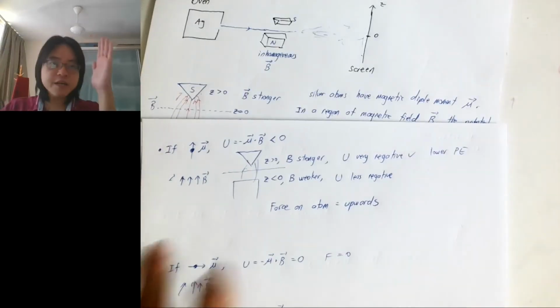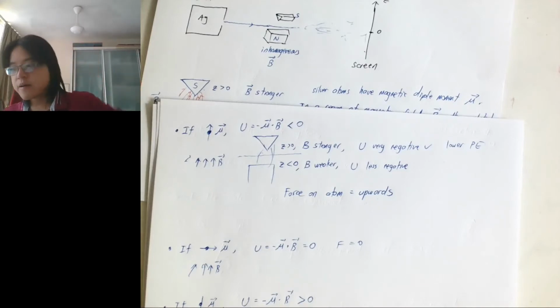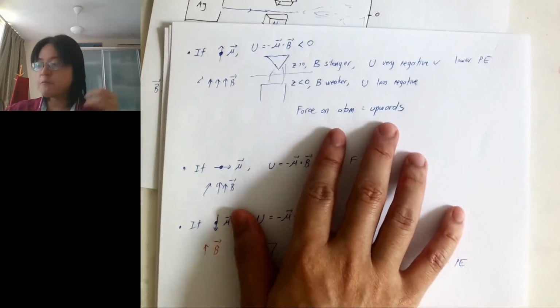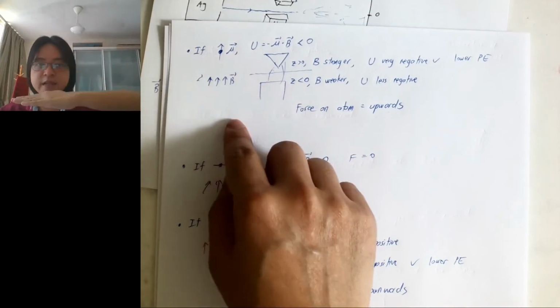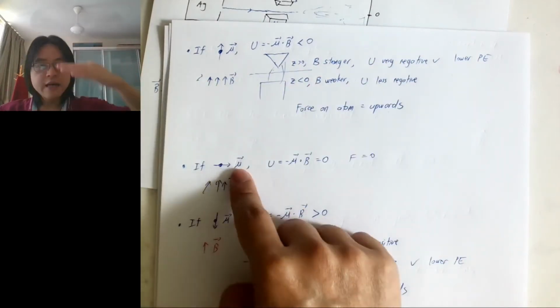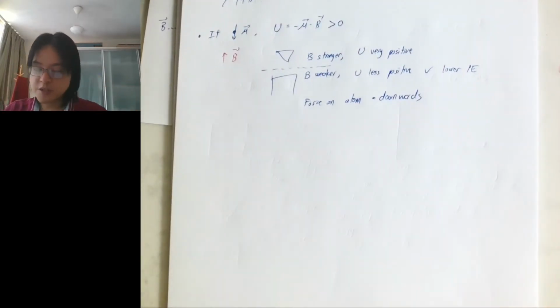Okay, so as you can see, for the direction of my magnetic moment, from here to here to here, it depends. We can figure out what the force is and we can figure out what the direction is. So from here to 90 degrees, the force is generally in the upwards direction, and from here downwards, the force is generally in the downwards direction.